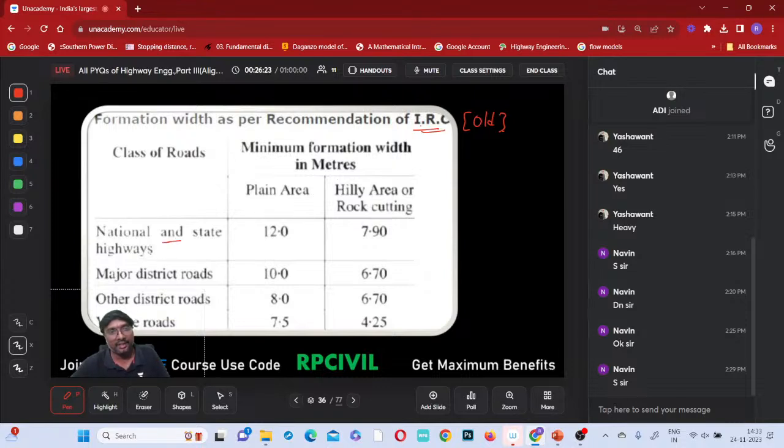So what can you say? National highway in plain area it is 12 meter. Hilly area, what is the value I have given in our class? 6.25 meter for single lane and 8.8 meter for two lane. Those are the values, right?